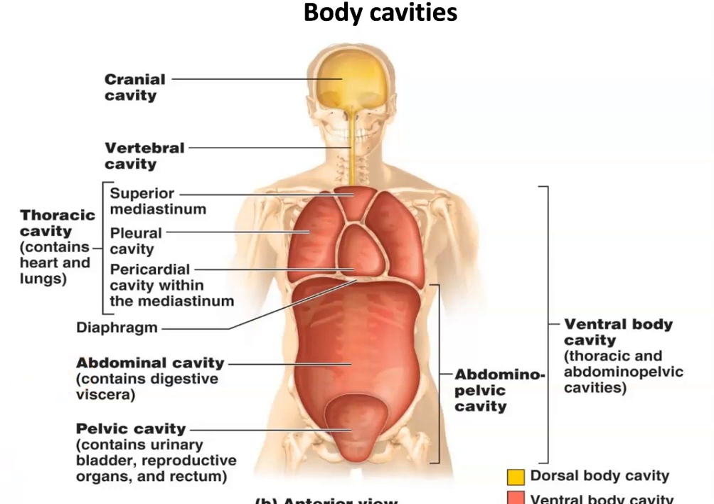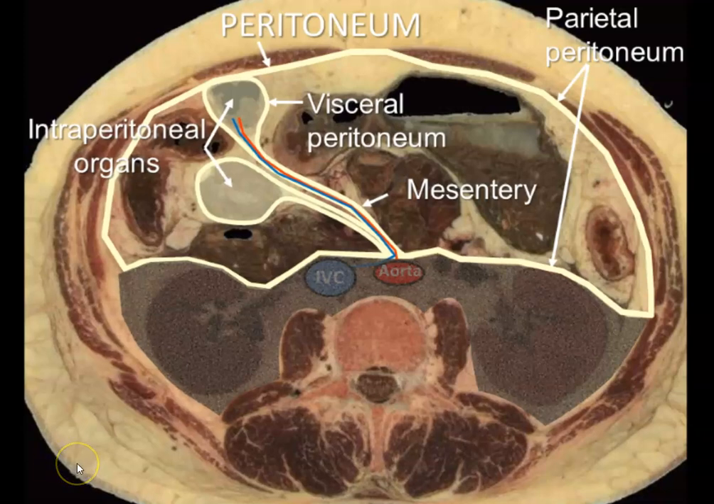During embryological development, a portion of the original ventral body cavity extending into the abdominopelvic cavity remains intact as the peritoneal cavity, which is a chamber lined by a serous membrane known as the peritoneum. A few organs, such as the kidneys and pancreas, lie between the peritoneal lining and the muscular wall of the abdominal cavity. Those organs are said to be retroperitoneal, or behind the peritoneum.